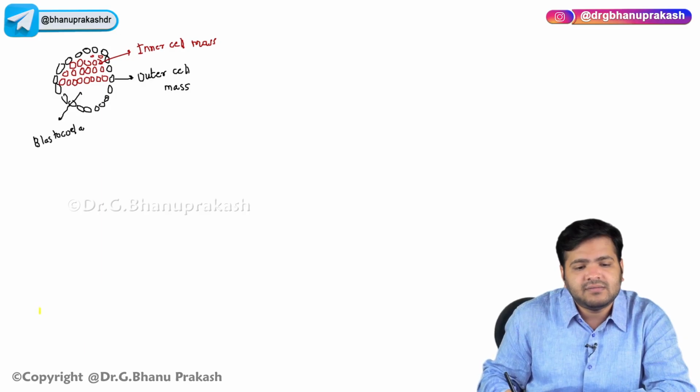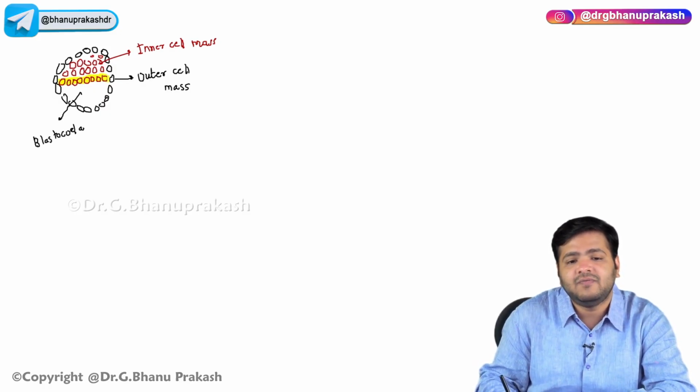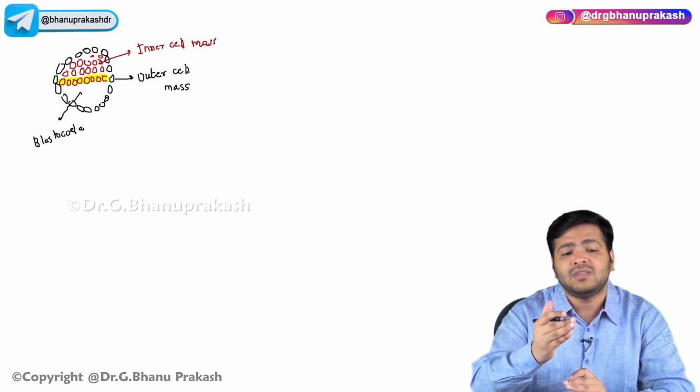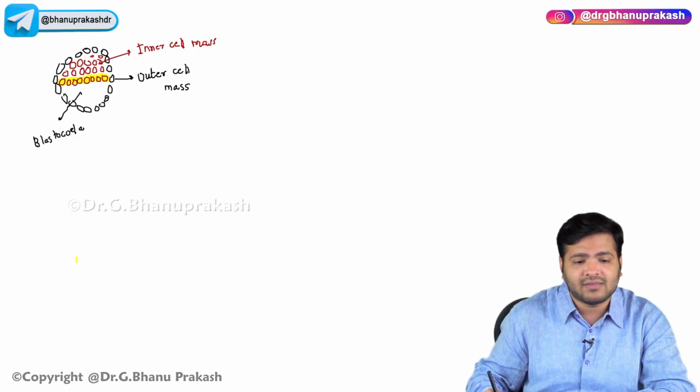So the inner cell mass, right? The cells which are facing towards the cavity, the ones which I am highlighting right now. These cells are also inner cell mass cells. So the ones which are facing towards the blastocyst or towards the cavity will give rise to the first primitive germ layer, and that is called the hypoblast, right? That is called the hypoblast.